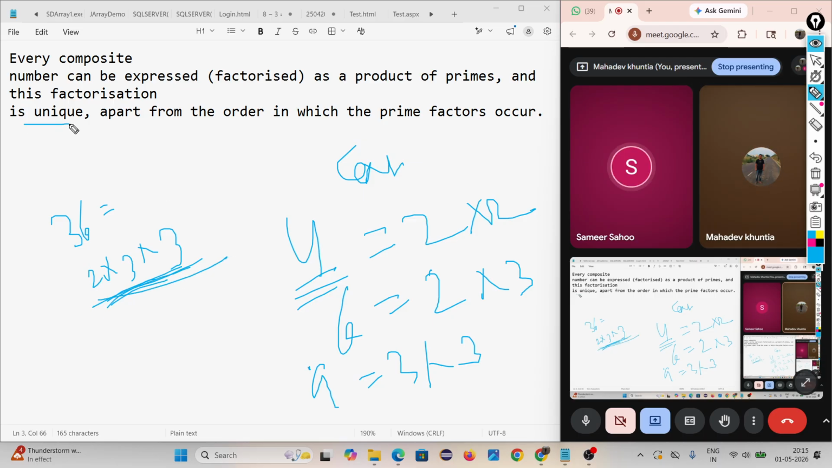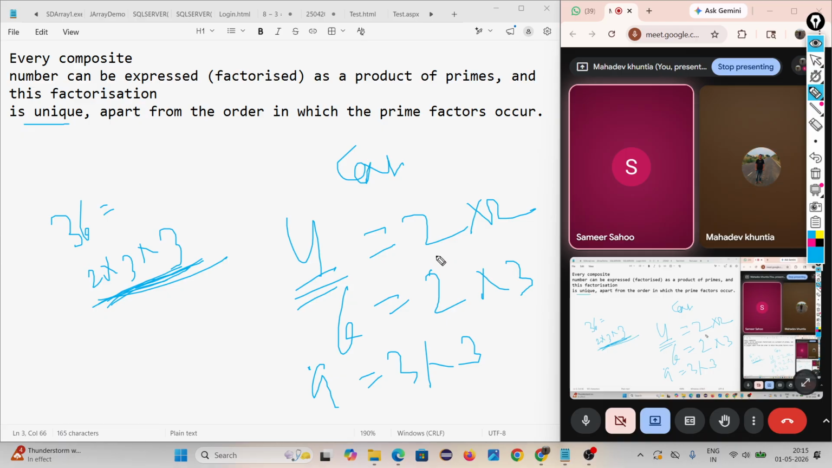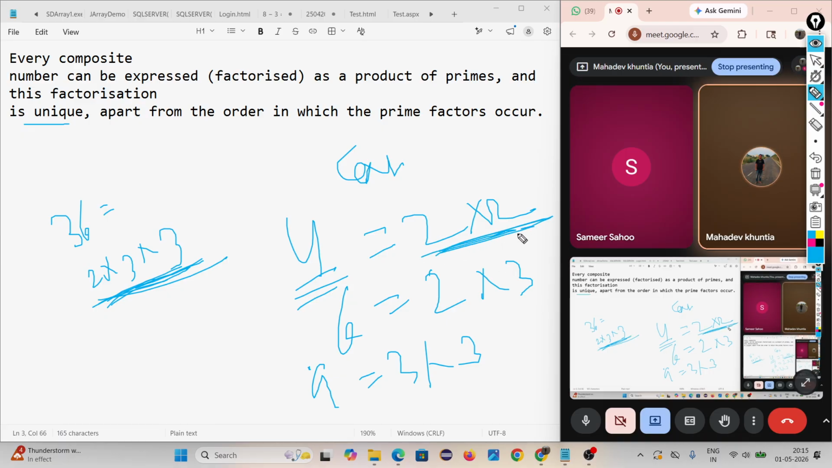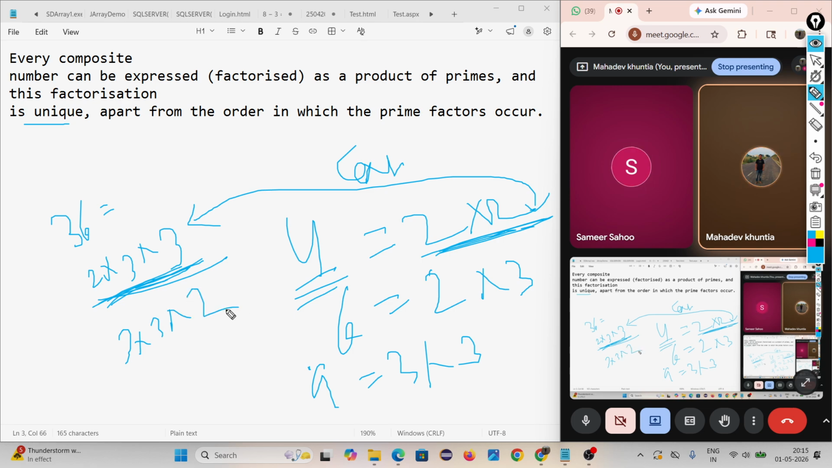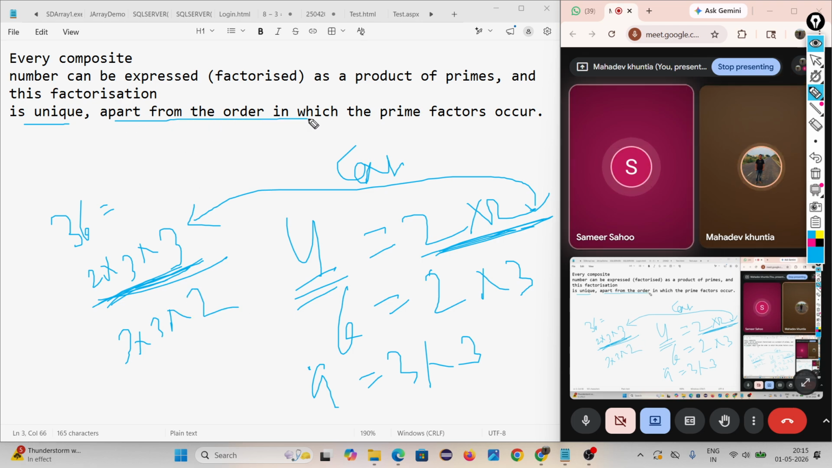So look, it is unique. Unique means look at 36 and 4. Both having the same factorization? No. Both having different products. Order? Or you can write 3 into 3 into 2. Don't worry, here it's apart from the order. Okay?